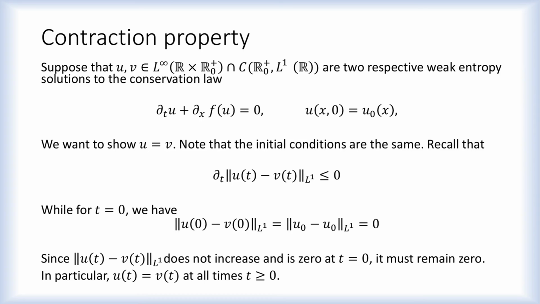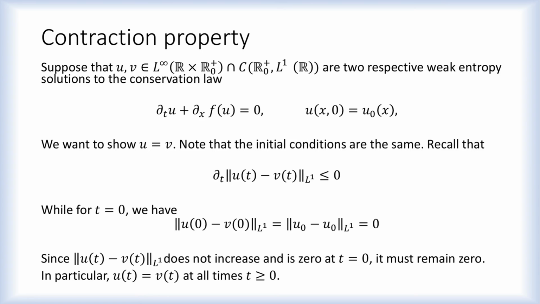The application is quite simple. Suppose that u and v are two respective weak entropy solutions to the same conservation law, del t u plus del x f of u equals 0, with the same initial data, u(x,0) equal u0(x) and v(x,0) equal u0(x). To show uniqueness of the solution, what we need to show now is that u equal v, is to show that u and v are the same, u equal v. The important thing here is that these two solutions, u and v, satisfy the same initial condition.